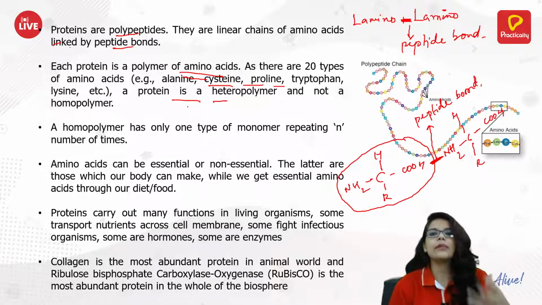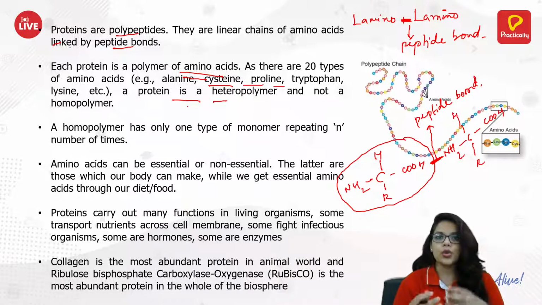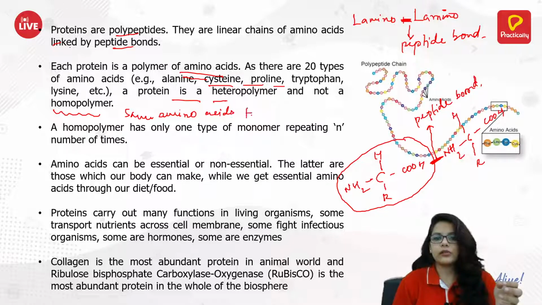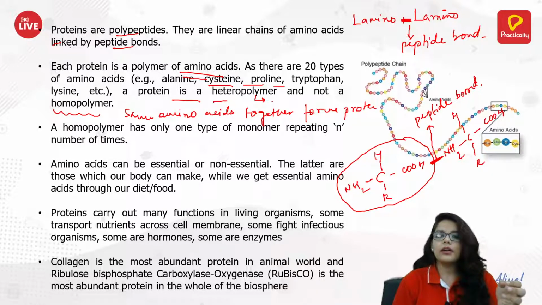So when the same kind of amino acids are joined together, they form a homopolymer. So what is a homopolymer? The same amino acids together forming a protein. Okay, heteropolymer: different amino acids.